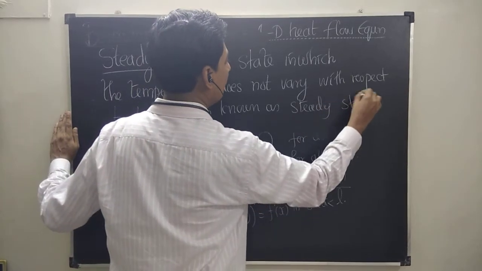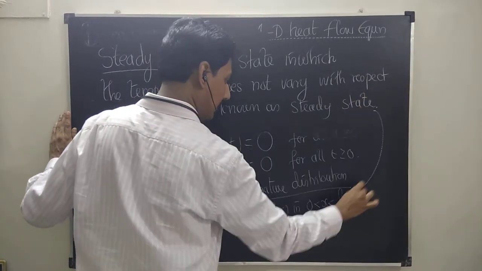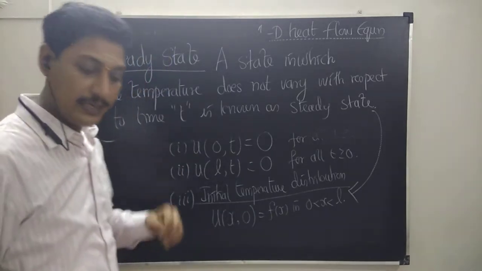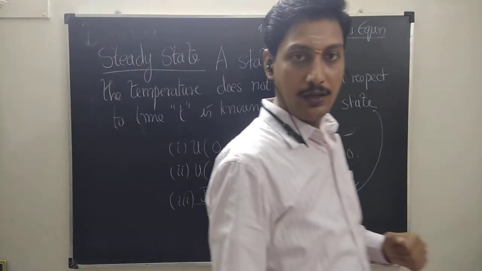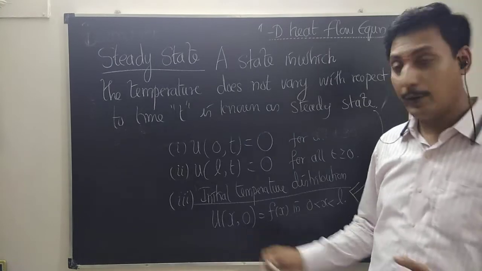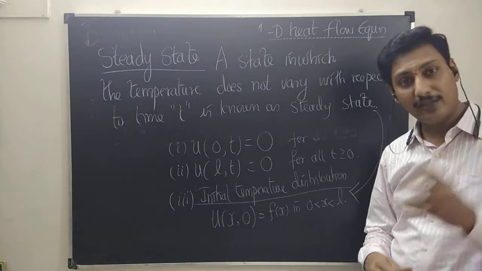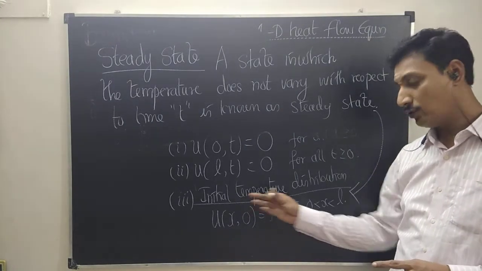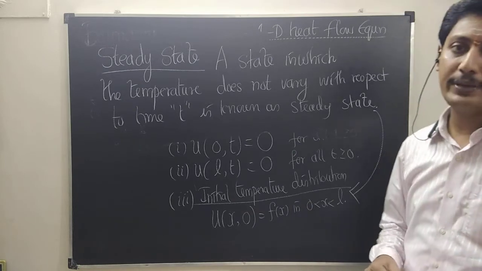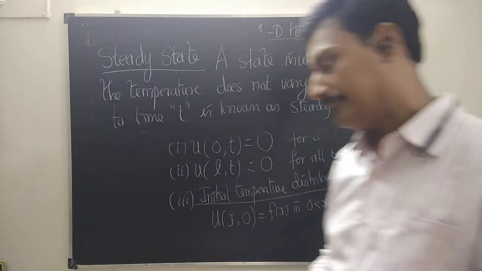So what is the use of this steady state? Yeah, absolutely. We can apply these steady state conditions. We may get the third boundary condition, sometimes it is not given to you directly. So we have to estimate the initial temperature distribution by using this steady state concept.